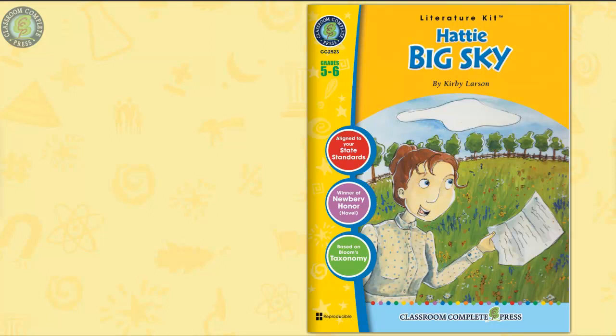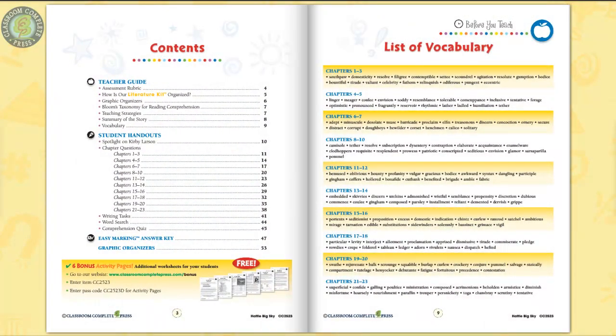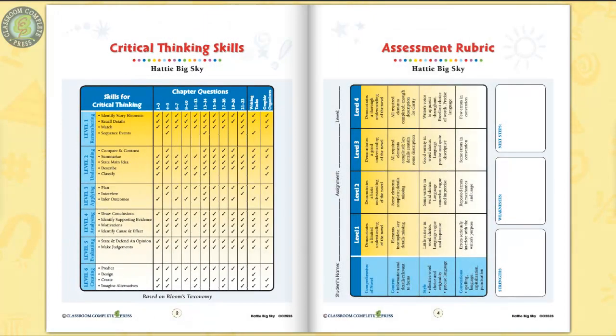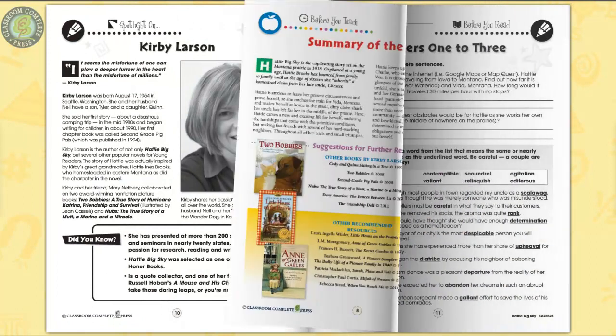This literature kit on Hattie Big Sky by Kirby Larson challenges students to make meaningful connections to the novel. 55 pages chock full of a variety of scaffolding strategies incorporated in our Before You Read worksheets for each chapter section, along with vocabulary prompts to prepare your students for the reading, with rubrics, teacher guide, and author biography.